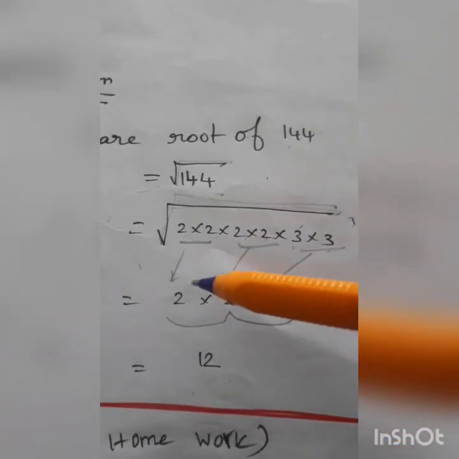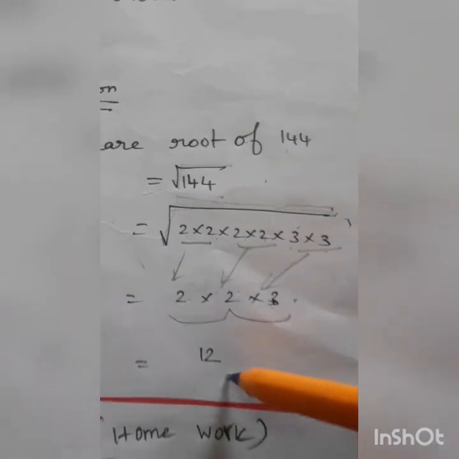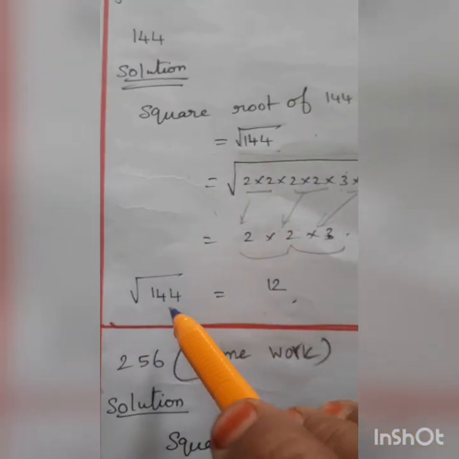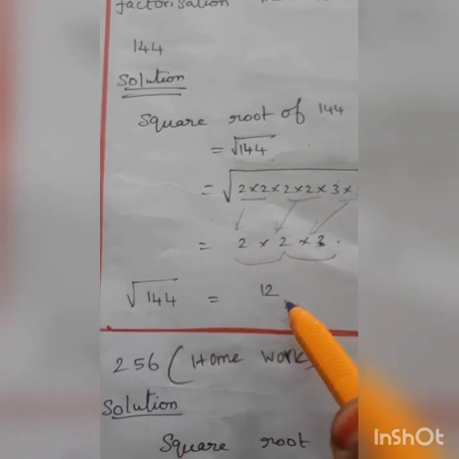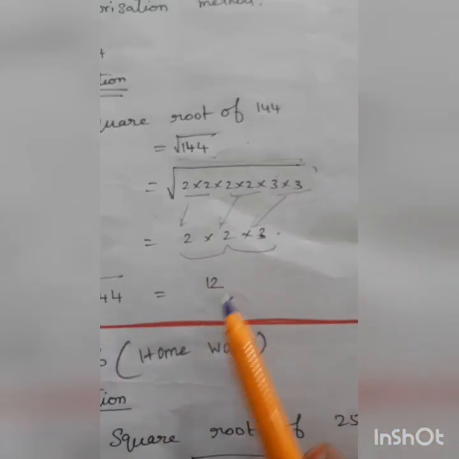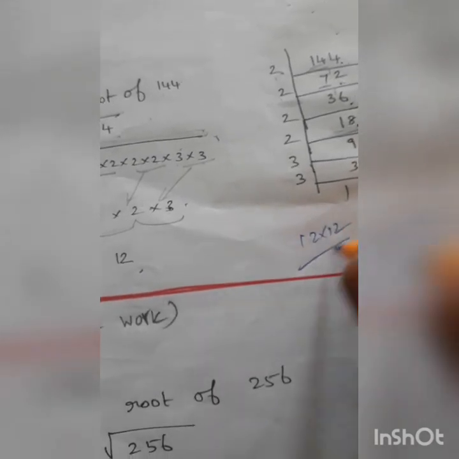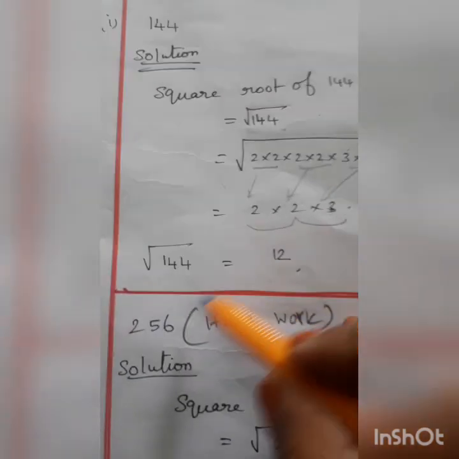You multiply and write. 2 2s are 4. 4 3s are 12. So square root of 144 is equal to 12. Is your sum correct or not? How to check? What is the answer? 12 into 12. 12 12s, sir, what is the answer? 144 comes as the answer, so your sum is correct. Otherwise your sum is wrong.